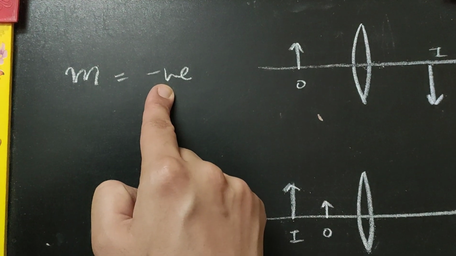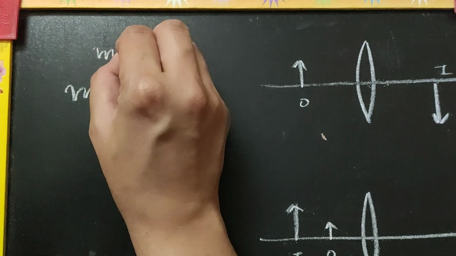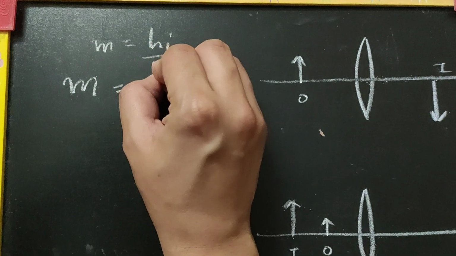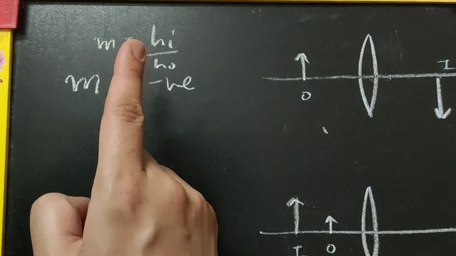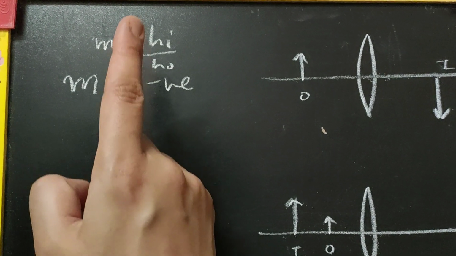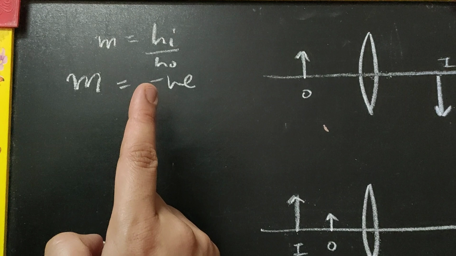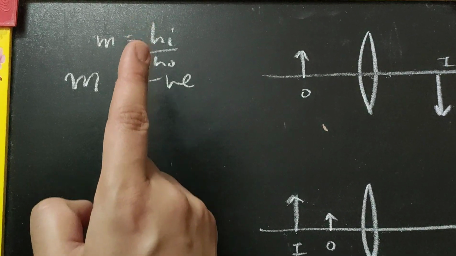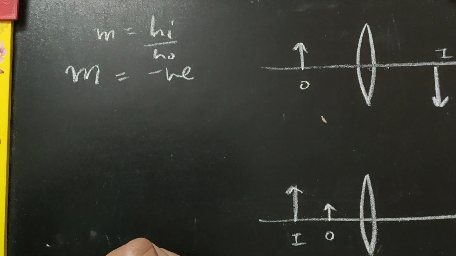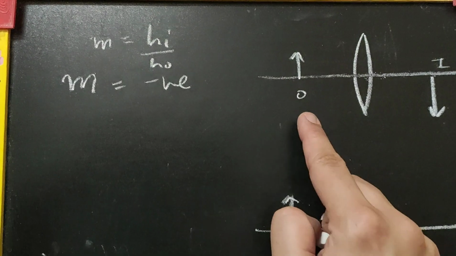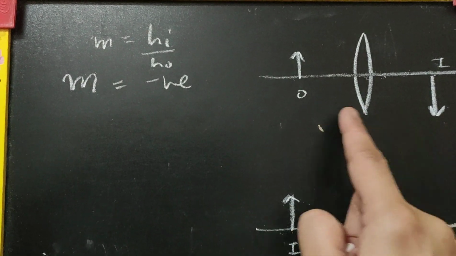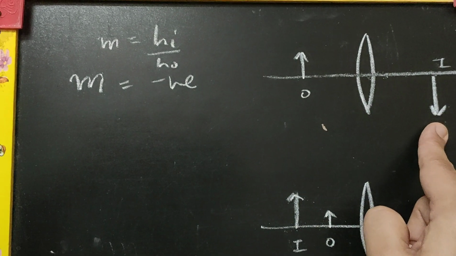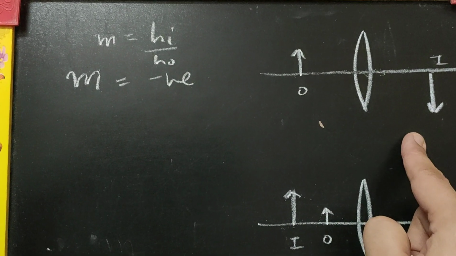Magnification negative would mean that the ratio of image height and object height is negative. So that would mean either of them is negative. When we divide two numbers and the answer is coming out to be negative, that means one of those numbers is negative. So this means the situation is something like this. The image formed by the lens is inverted.